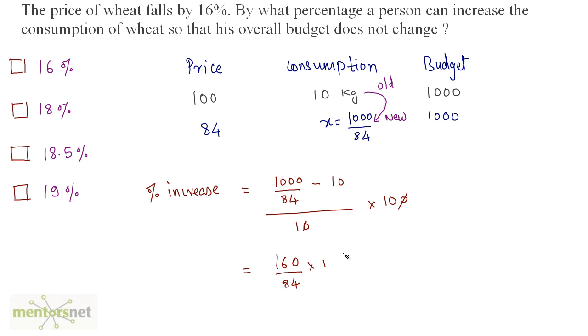So basically we have 1600 by 84, and that is equal to roughly 19%. So our answer is option D.